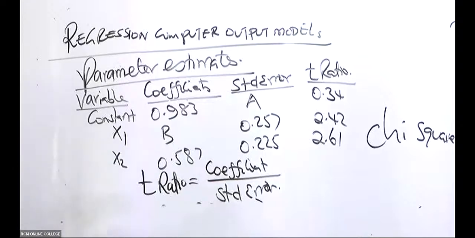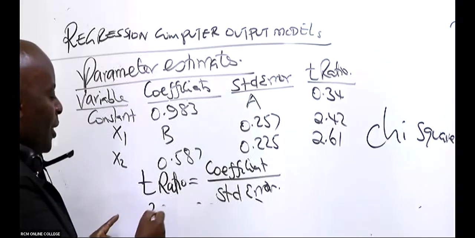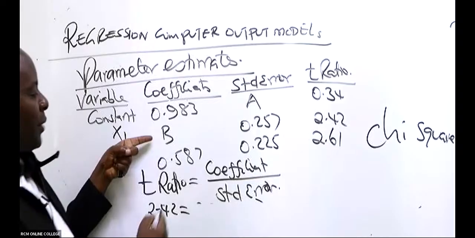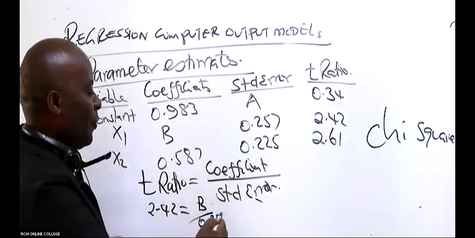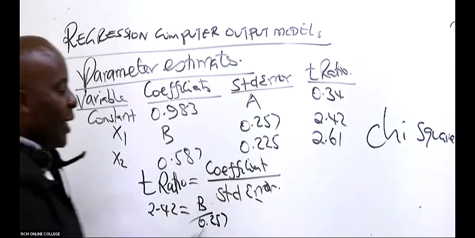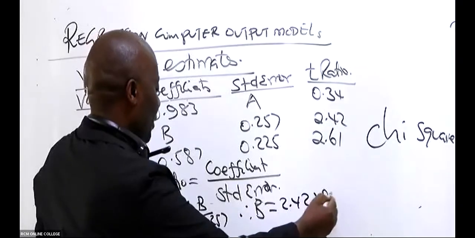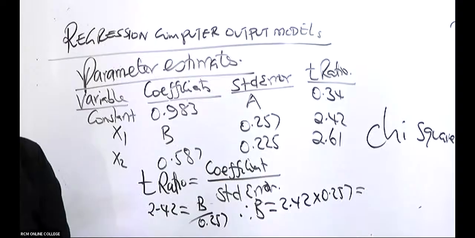So in this case, the T ratio for this one, I can see it is 2.42, which will be equal to the coefficient B over the error, which is 0.257, isn't it? And therefore, B will be equal to 2.42 times 0.257, which will end up giving us what figure?